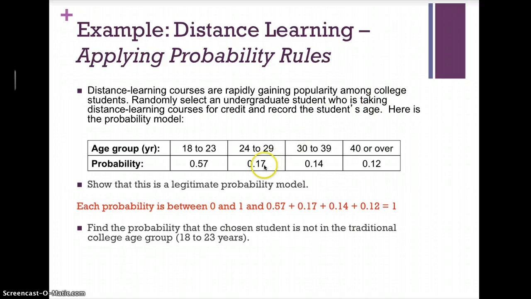So you're looking for it in two ways. You can either add together the 24 to 29, 30 to 39, and 40 and over, okay? Or you could take your 1 and subtract your 18 to 23. That's what I do because I think it's a little bit quicker. And so there is your answer.